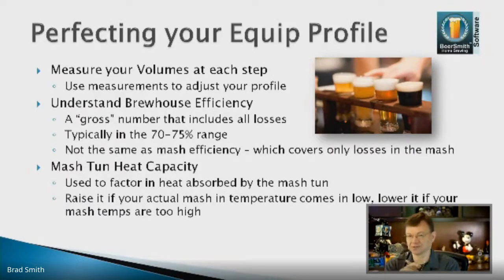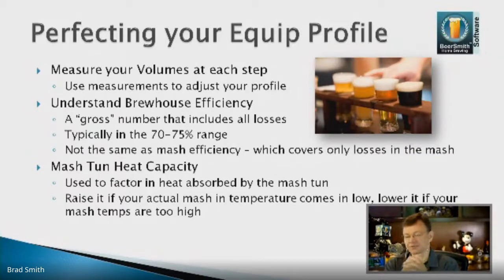And BeerSmith applies this grain by grain, so that's how it estimates your original gravity into the fermenter. The other thing I want to emphasize is the brew house efficiency isn't the same as the mash efficiency. Some brewers do track mash efficiency. Mash efficiency only covers your losses into the mash, whereas brew house efficiency covers all your losses into the fermenter. So brew house efficiency is a number that ties to your original gravity, whereas mash efficiency is a number that just ties to your pre-boil gravity. That makes sense.